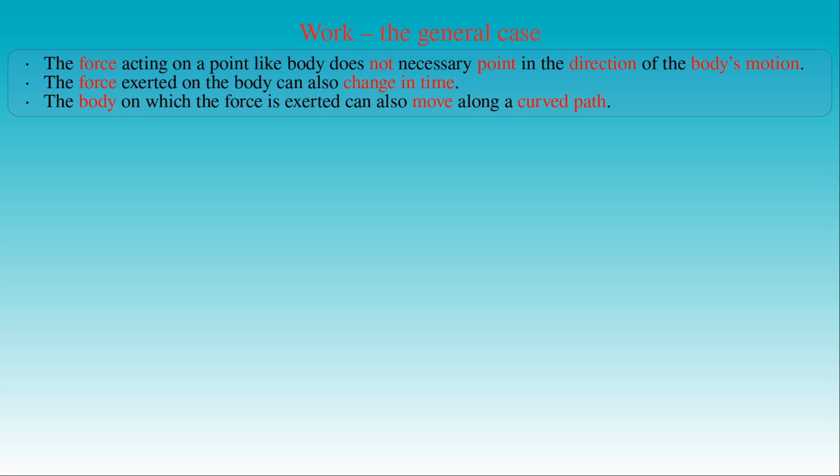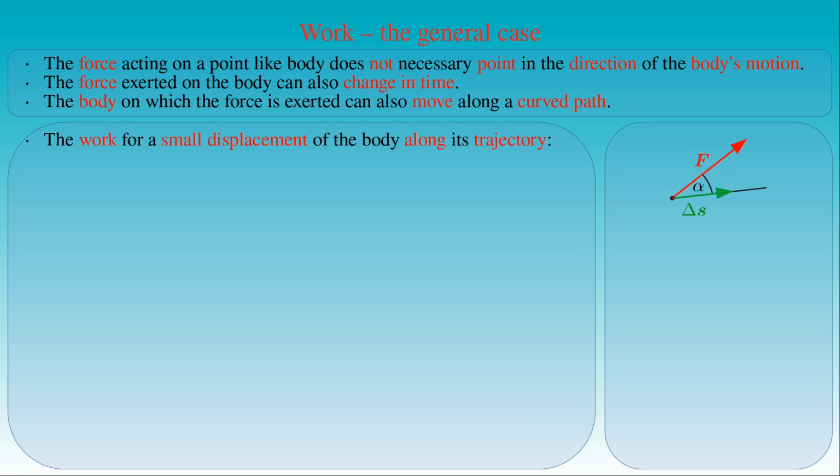In order to generalize the definition of work, let us consider a small displacement of the point mass along its trajectory, which is described by the vector delta s. The vector points in the direction of the displacement and its length gives the distance measured along the displacement. Here the angle alpha is measured between the displacement vector delta s and the force F acting on the point mass. Then the work delta W done on the point mass by the force F is equal to the projection of the force F onto the direction of the displacement times the length of the displacement delta s.